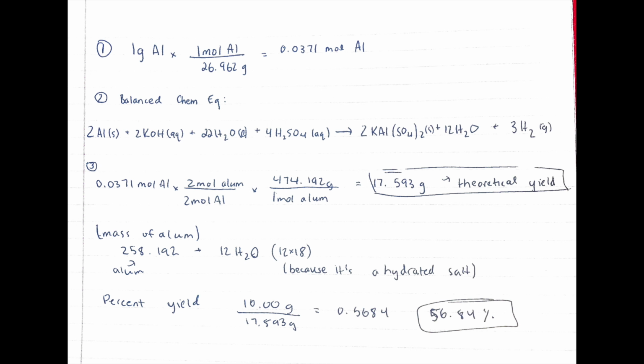And lastly, the percent yield. So the amount we got was 10 grams over the expected amount, which is 17.593, to get a percent yield of 56.84%. Our experimental yield was not 100%. It was actually only 56%, and there were a few explanations for this.